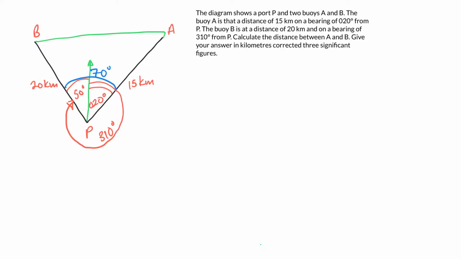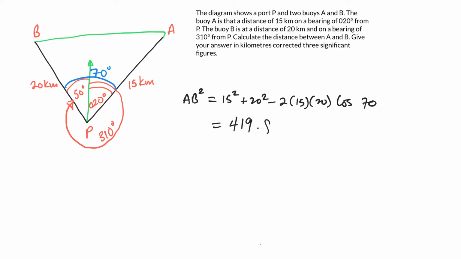Now that I've got that, I can go ahead and use my cosine rule just as I normally would to solve this question. So, start my cosine rule. I will say AB squared. Notice I'm not stating the rule; we already know what it is, so just get on with the job. AB squared is 15 squared plus 20 squared minus 2 times 15 times 20 cosine of the angle between, which is 70 degrees. That works out to be 419 after you've put that in your calculator. In order to find AB now, I will square root that answer, taking the positive value of it, and that works out to be 20.5 kilometers. The question says that they want it in kilometers, which we have done, and they wanted the 3 significant figures, which we have done there.